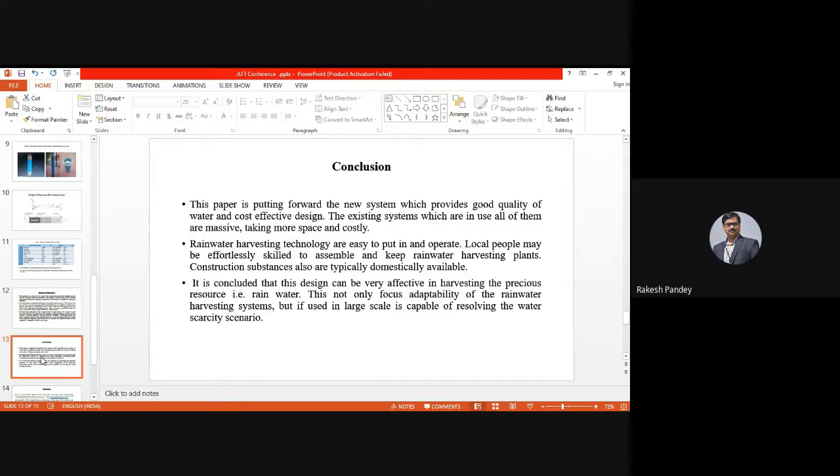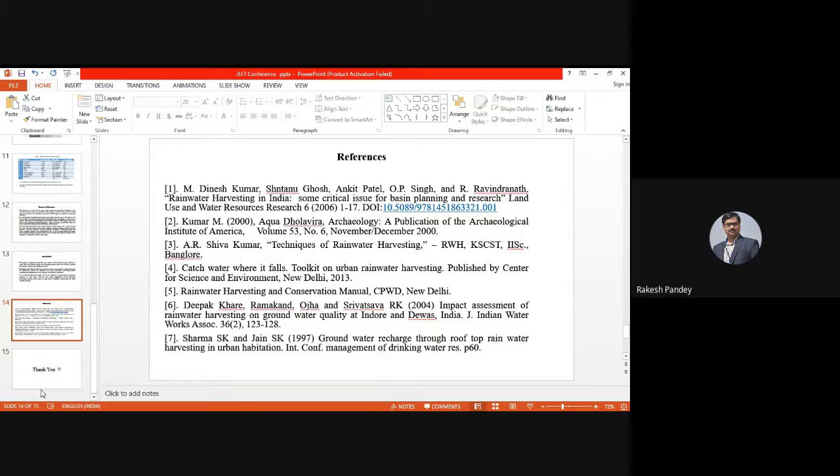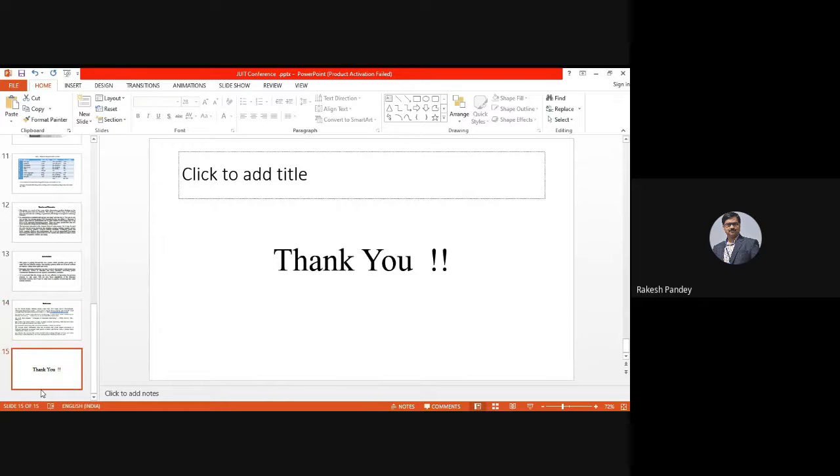So in this way, I can conclude that this design may be very effective to harvest this precious resource, that is rainwater, and if it is adopted on a large scale, definitely the scarcity of water may be reduced. So in this paper, I have shown very little content, but I think this may be helpful to everyone. And these are the references through which I have collected the data. So thank you very much.